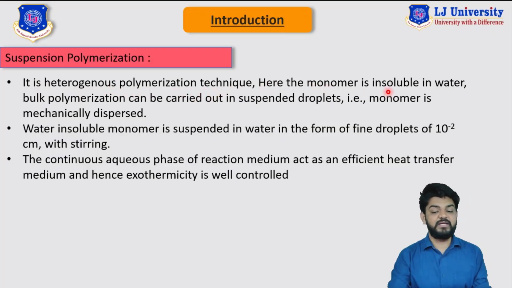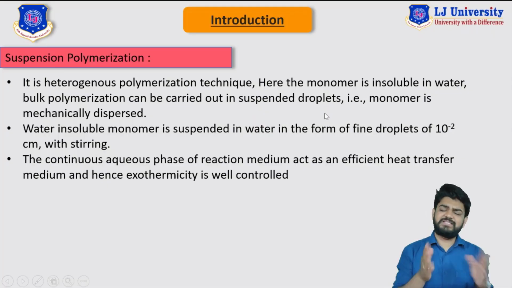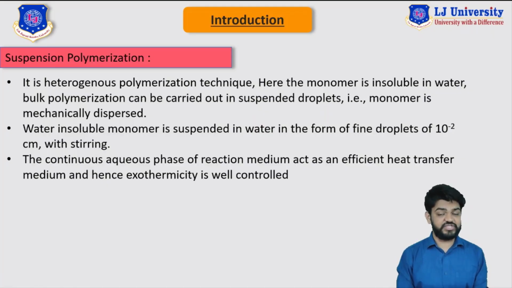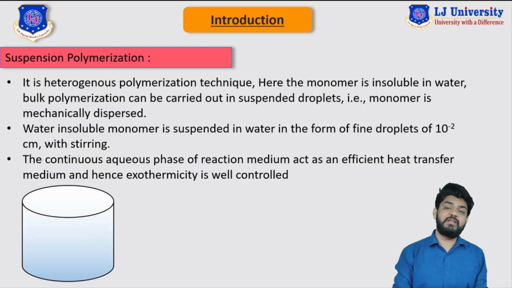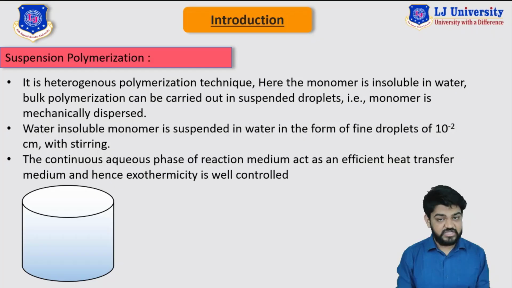Here the monomer is insoluble in water, and bulk polymerization can be carried out in the suspension of droplets. So the basic requirement of suspension polymerization is that your monomer and initiator both need to be insoluble in the solvent, right? Whenever I say solvent, we are discussing water, because water is the most suitable solvent for almost every polymerization. In this animation you can see that I have taken one vessel inside which I want to carry out my suspension polymerization.